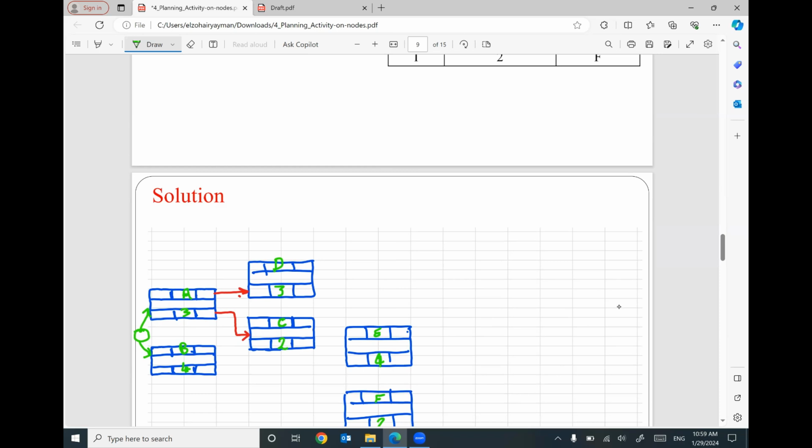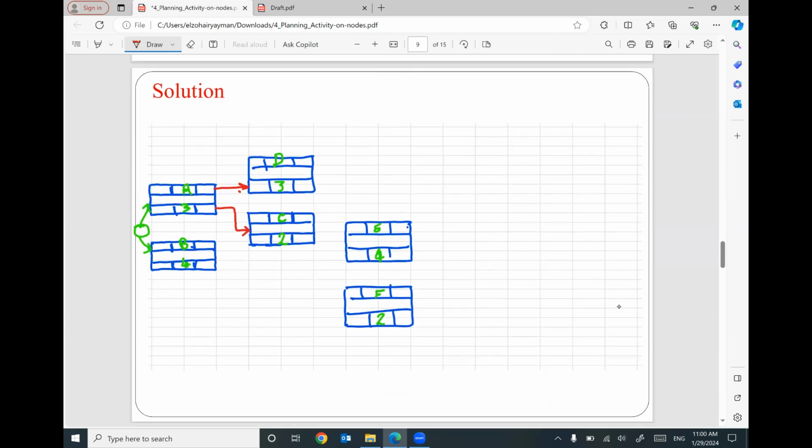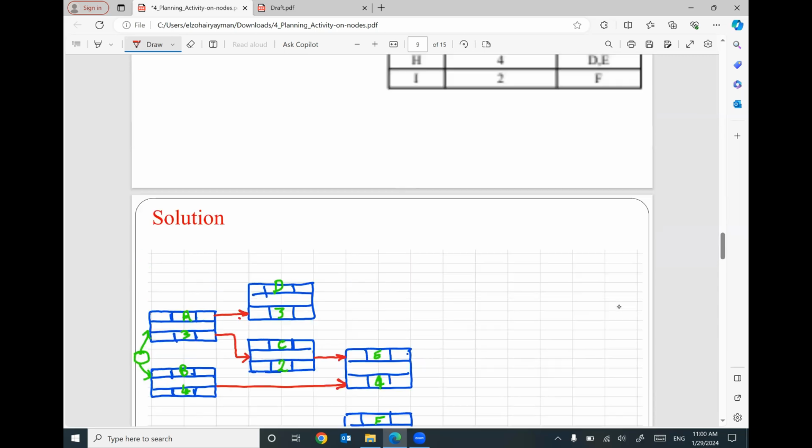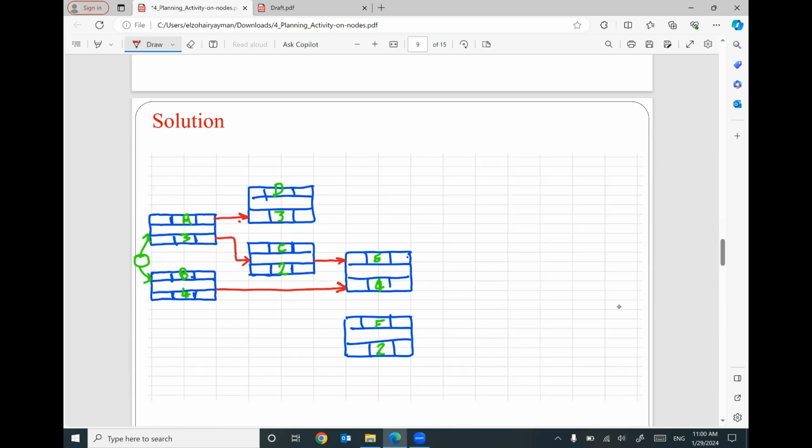So what is the relationship? The predecessors for E are B and C. Here is B and here is C. That makes sense? Also, the predecessors for F are B and C. For F, we have B and C. That makes sense? So make sure the arrow is coming from the finish of C to the start of F, from the finish of B to the start of F.